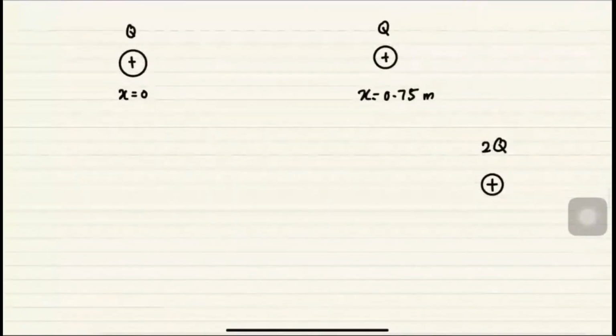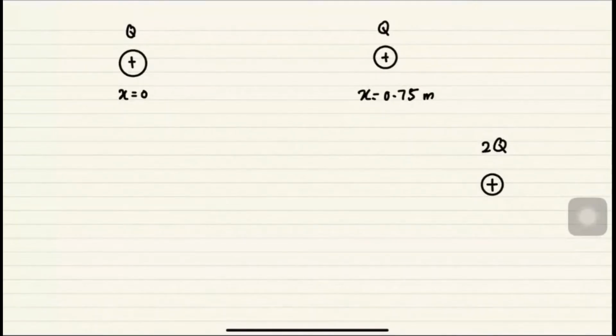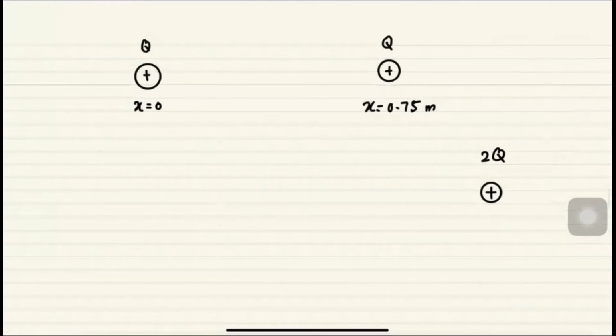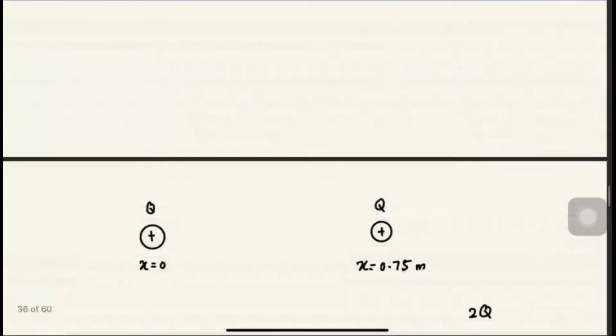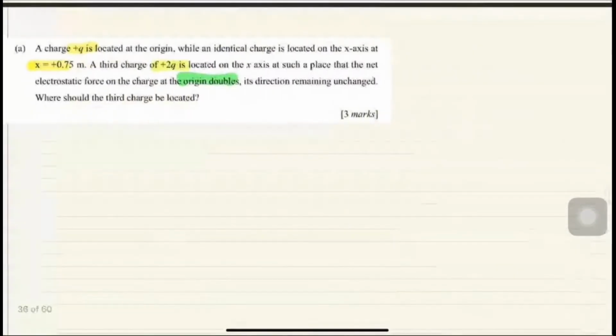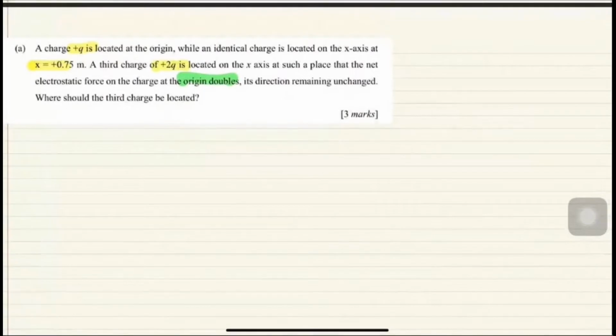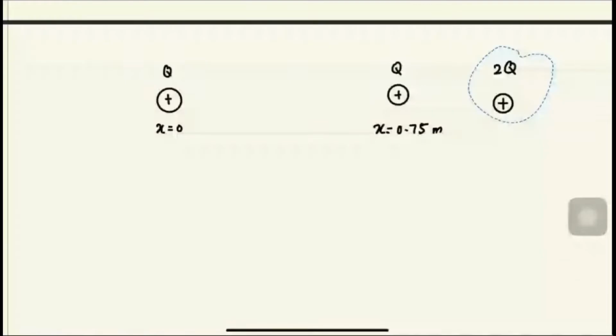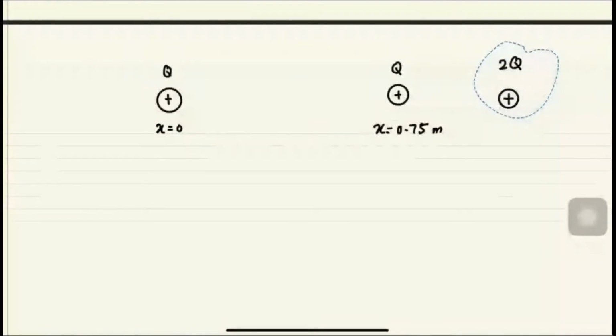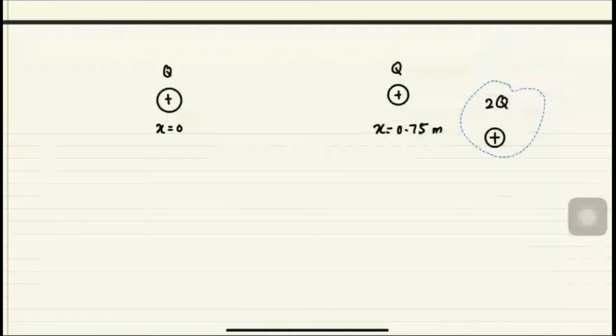Okay, and then they want to show that the force actually doubles. The force on the charge at the origin doubles, but the direction remains unchanged. So obviously, if it is on the same axis, it can be located on the left hand side or on the right hand side. Okay, but the keyword there is that the direction remains unchanged. So if you ignore this one first, we try to determine the direction of force there.